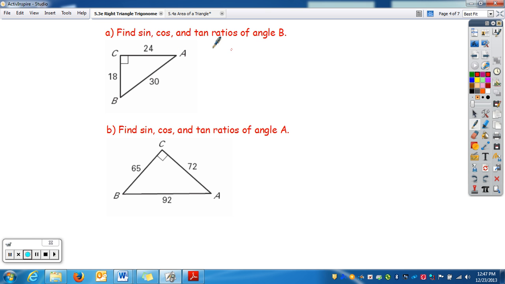So let's practice. We're going to find the sine, cosine, and tangent ratios of angle B. So this is the angle I'm talking about. Notice I don't know what angle B is, so I can use sine. I'm finding sine of angle B. Well, since this is angle B, my opposite side is 24. My hypotenuse is 30 because it's directly across from the 90, and 18 is next to the angle, so this is my adjacent. Again, this would be different if I was looking at angle A.